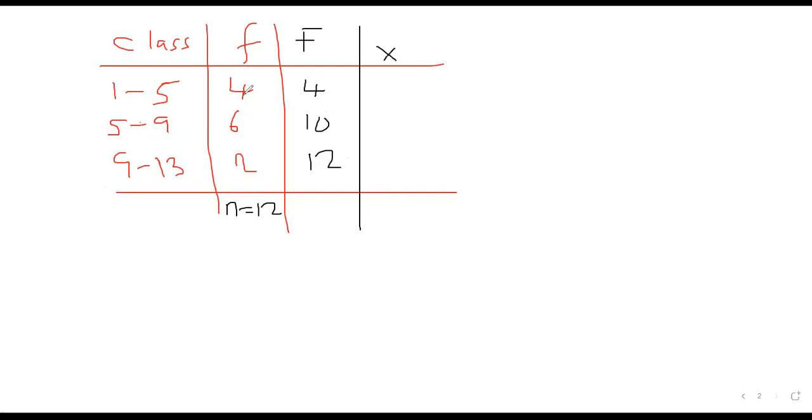How do we find the midpoint? We add this plus that, divided by 2. So 1 plus 5 is 6, divided by 2, 3. 5 plus 9 is 14, divided by 2, 7. 9 plus 13 is 22, divided by 2 is 11. So the height is the distance from here to here, which in this case is 4. Our height again, from here to here to here, is what? 4.